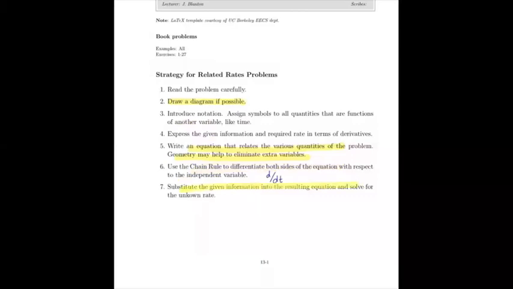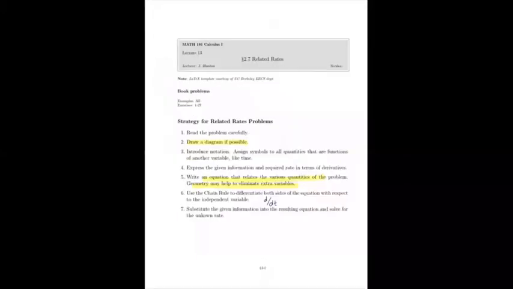So 7 is substitute the given information in the resulting equation and solve for the unknown rate. So we're almost always looking for some unknown rate while being given other information like fixed lengths or fixed values for constants, or a constant value for a parameter or a certain variable, and then we'll know a couple other rates or one other rate. We'll find the unknown rate. So we're almost always looking for a rate.